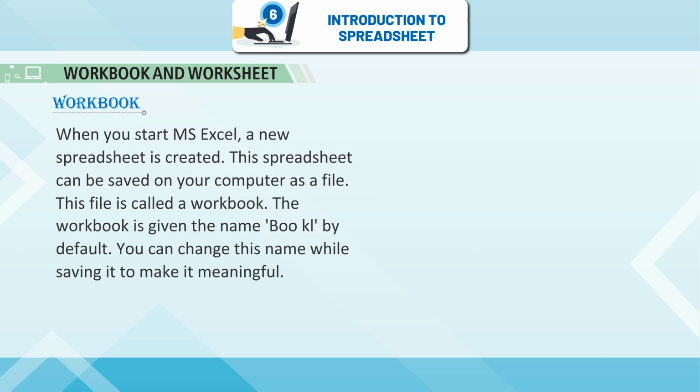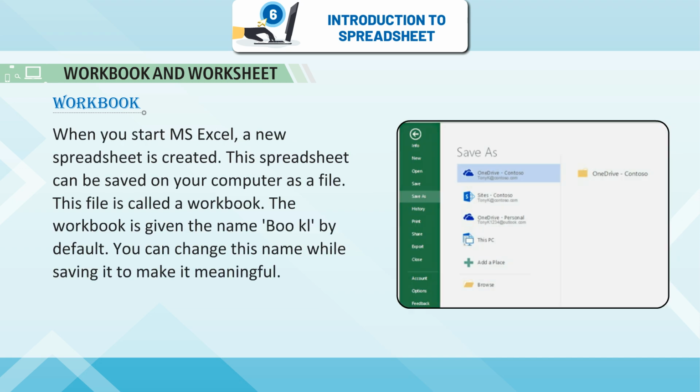Workbook and worksheet. Workbook. When you start MS Excel, a new spreadsheet is created. This spreadsheet can be saved on your computer as a file. The file is called a workbook. The workbook is given the name Book 1 by default. You can change this name while saving it to make it meaningful.